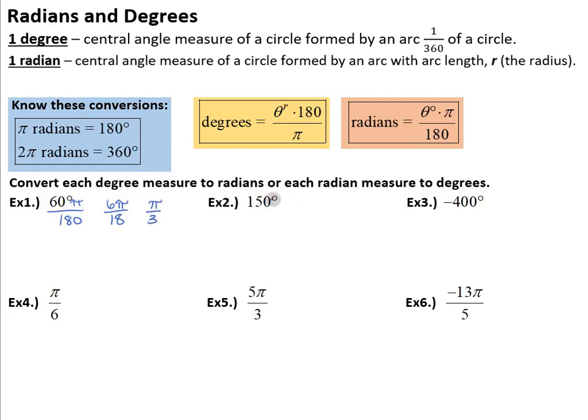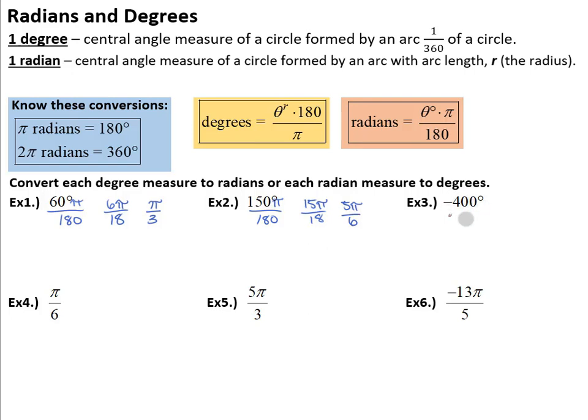Same thing for our next one. Again, 150 degrees. We're going to multiply it by pi and divide by 180. We can once again lop off the zeros by dividing by 10. And then of course 15 and 18 have a common divisor of 3. So 5 pi sixths radians.